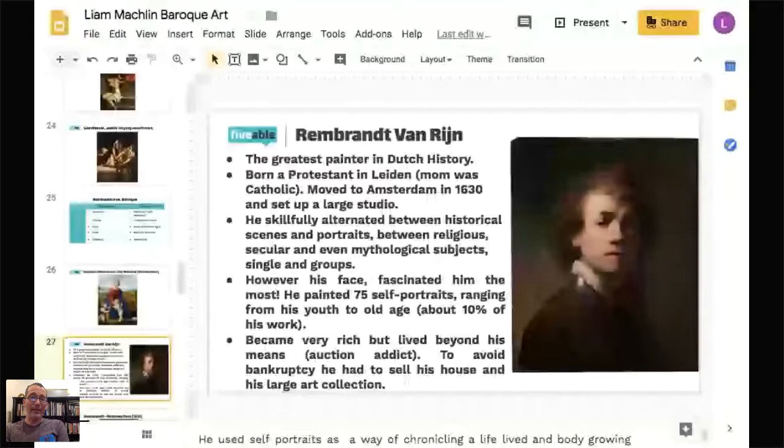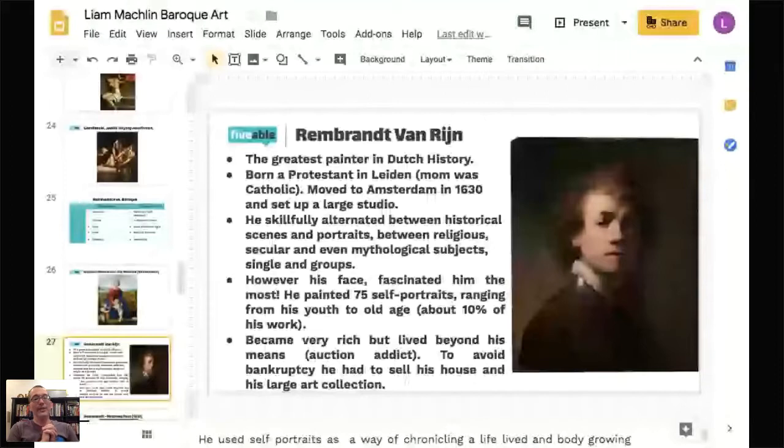He moved to Amsterdam in 1630 and set up a very large, successful studio. He did not just focus on one form of art. He basically did it all. He moved between historical scenes and portraits, which he became very famous for. He did religious paintings, secular paintings, myths, single portraits, and group paintings. There was nothing to limit him.